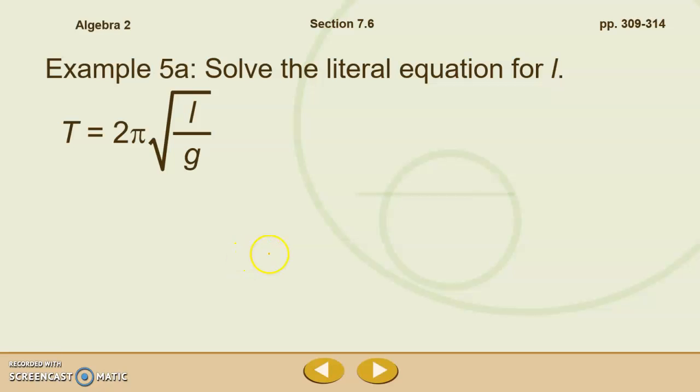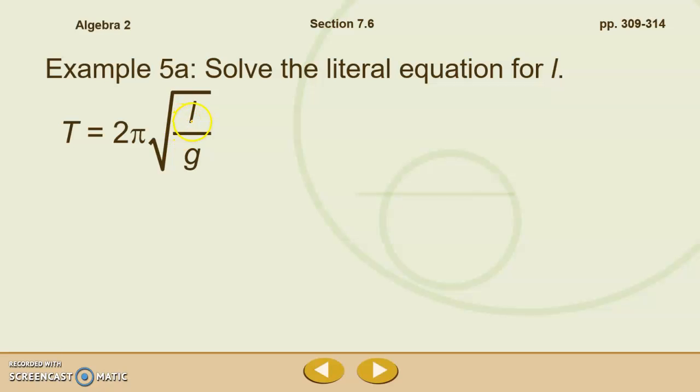All right, for 5a, we're going to take a look at how to solve a literal equation. This is an equation that is used when we're talking about the swinging of a pendulum. We want to solve this for L, and that is going to represent the length of the pendulum. You might see this equation again when we're doing some problems in class.